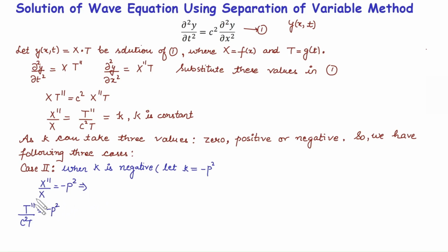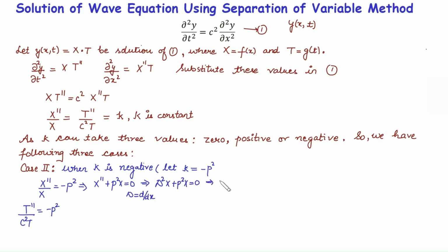Now solve these ordinary differential equations. This results in the second order derivative of x plus p square into x is equal to 0. Write it in the same operator form. So we have D square x plus p square x is equal to 0, where D stands for the derivative with respect to x.